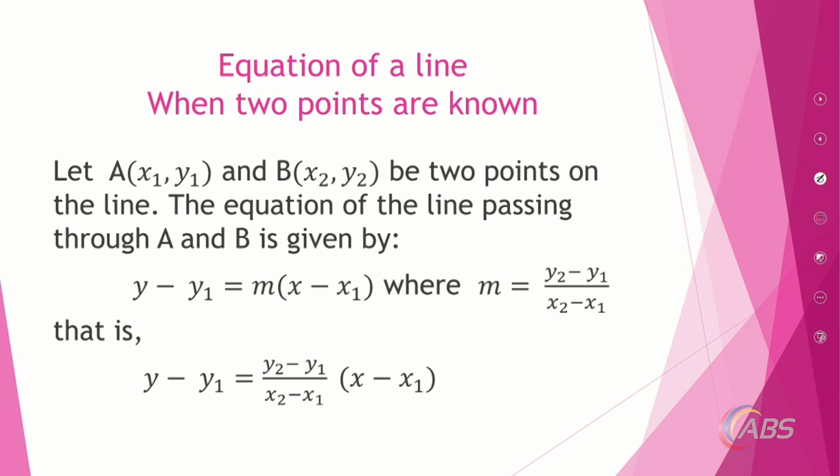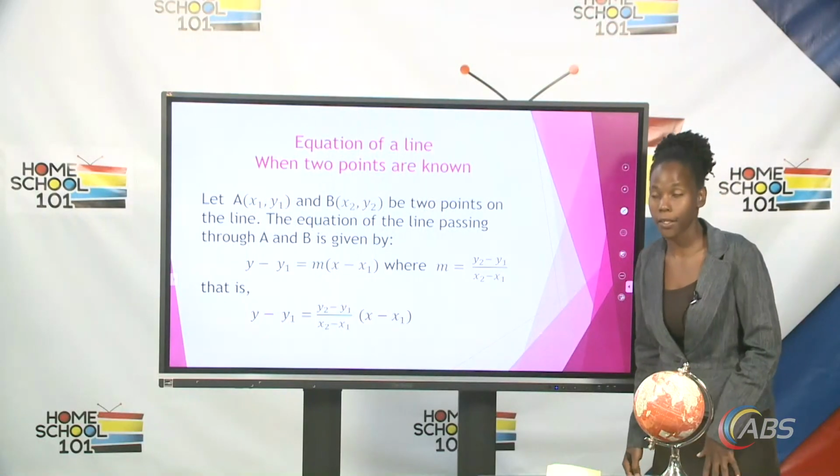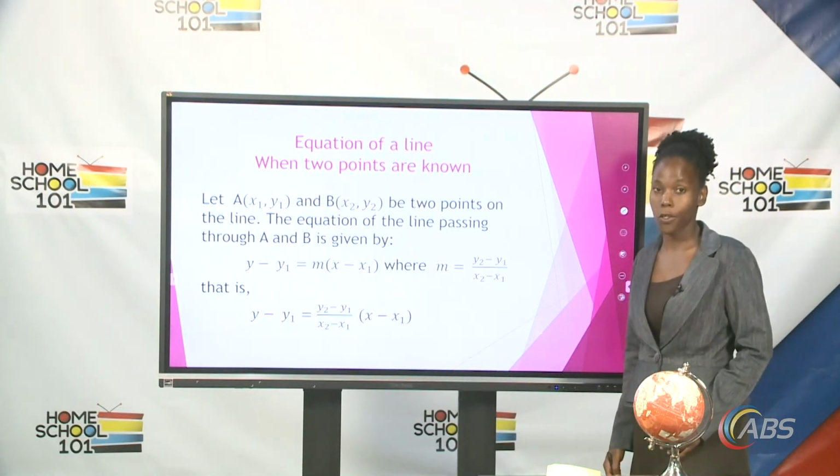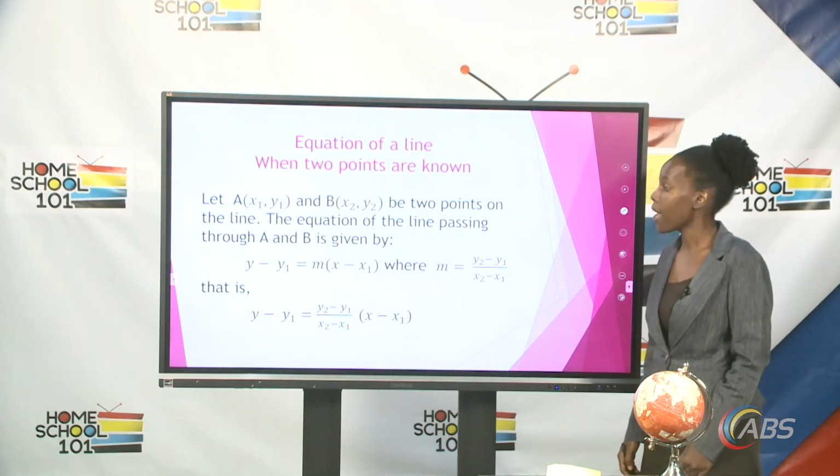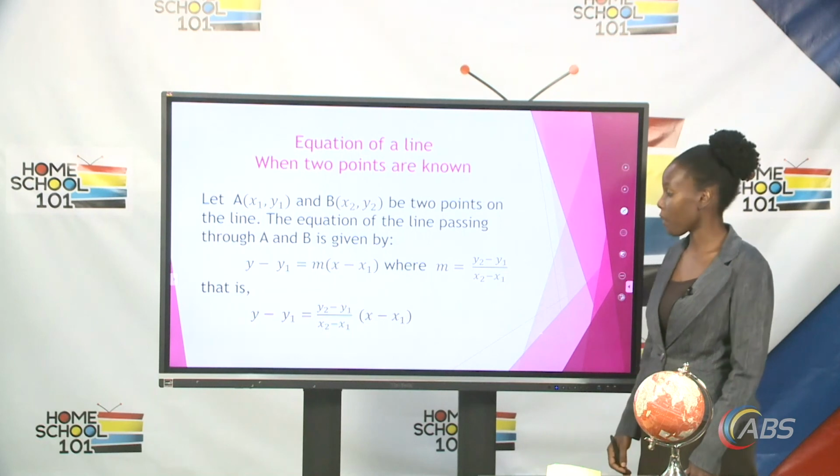So once the gradient is not given in a question, once you have 2 points, you can use these points to find the gradient. Once you have the gradient, you will then select any one of the points and use the gradient in order to find the equation of the line.